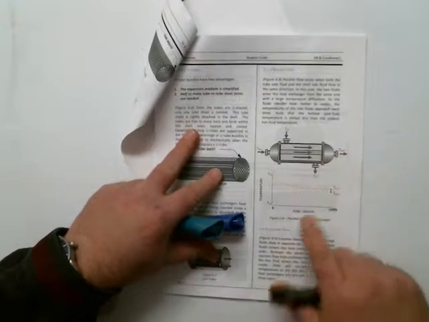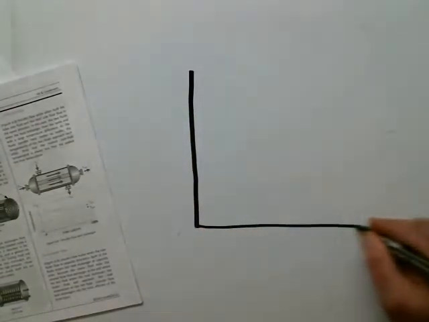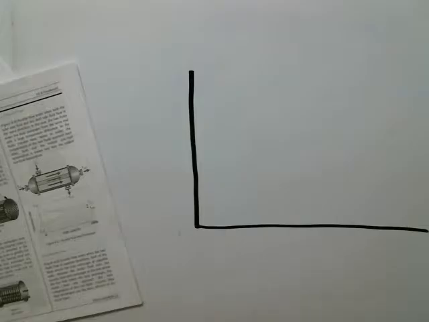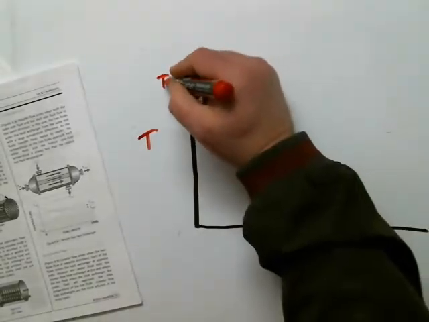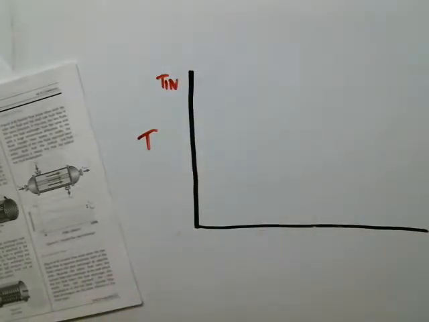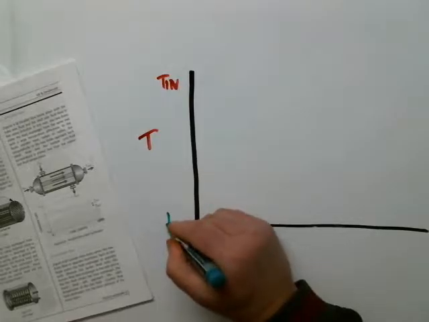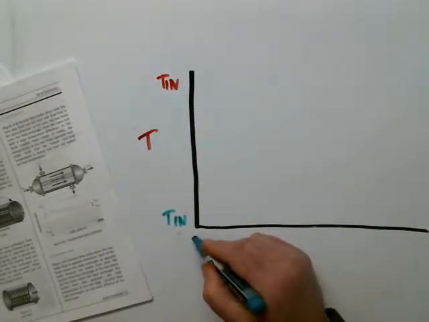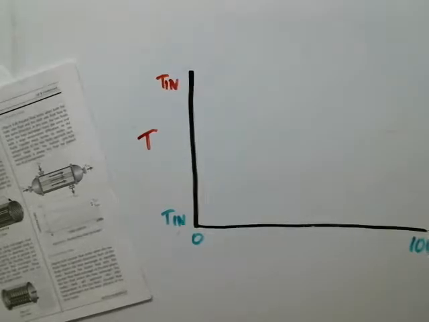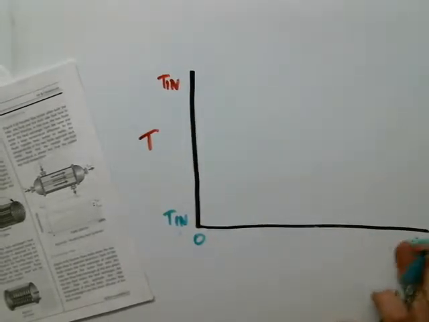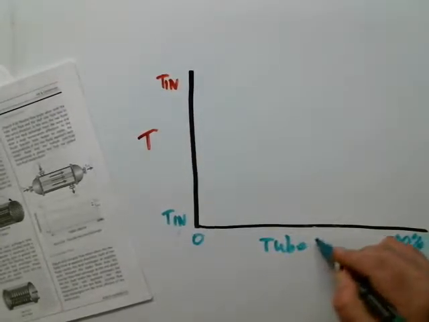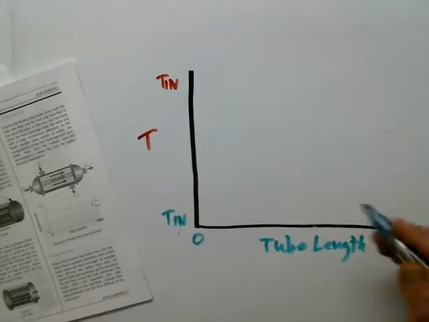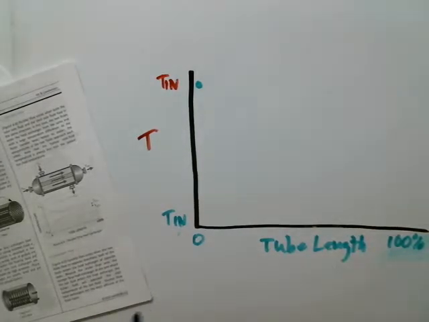This results in a temperature profile like this, and I'm going to show this temperature profile here. This is temperature here, and this is the temperature in of the hot fluid, and then this is the temperature in of the cold fluid, and they're both entering at the same side here on the far left. And this right here is the tube length. So initially, the inlet is really hot, right up here.